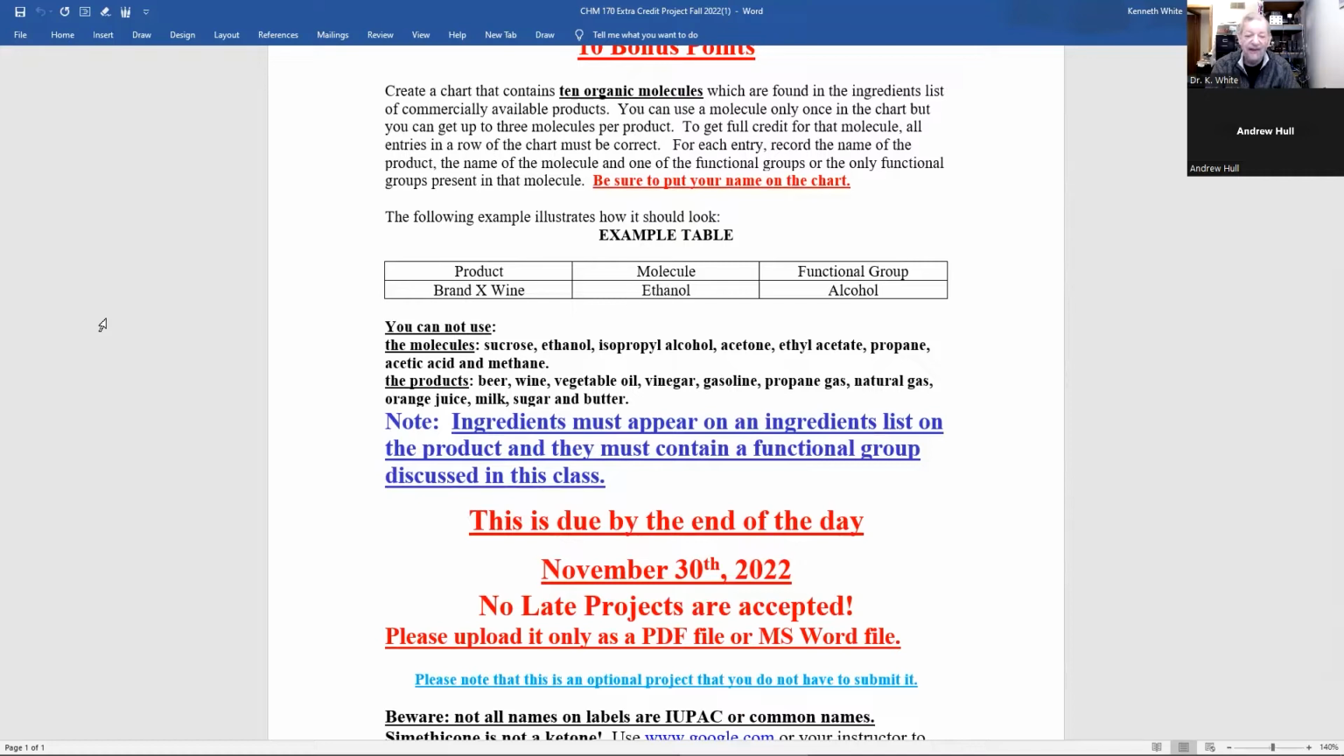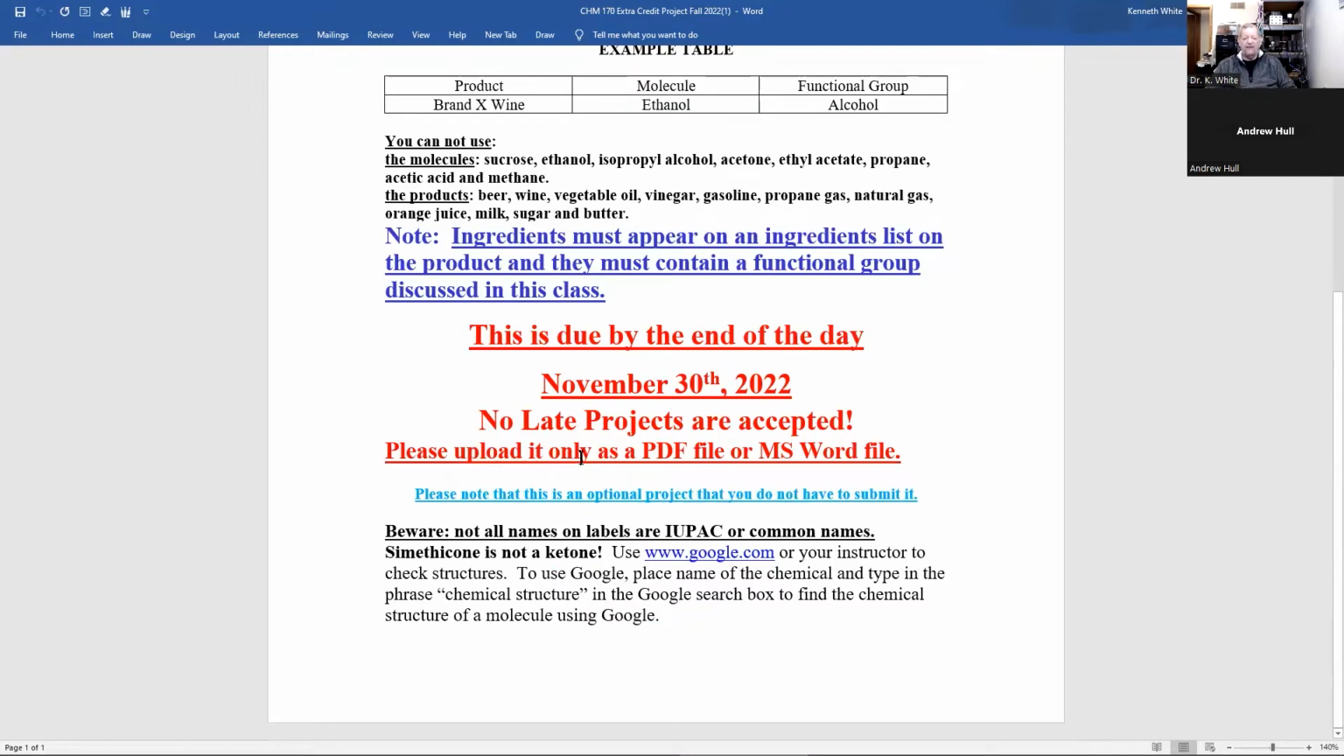However, note, ingredients must appear in the ingredients label of the product, and they must contain a functional group we discussed in class, which gives you a lot of choices. But stay away from stuff we haven't covered. The reason I put that in is that students usually identify a functional group we did not talk about in class, and they always get it wrong. So that's to benefit you. Again, it's due by the end of the day on the 30th, and no late.